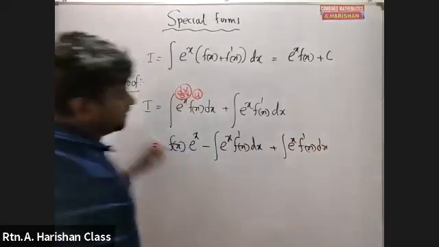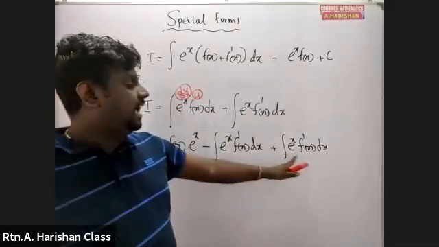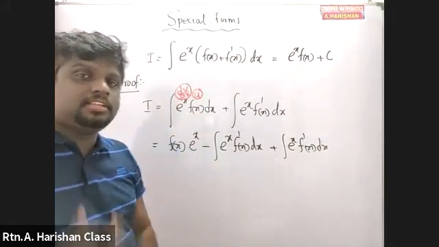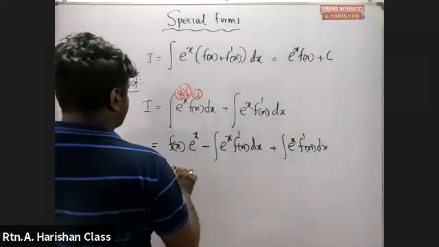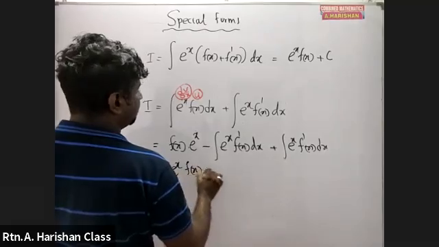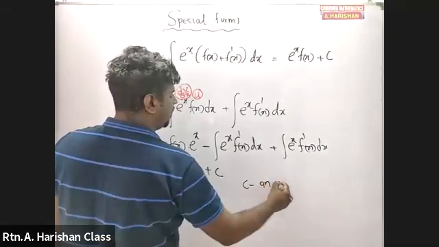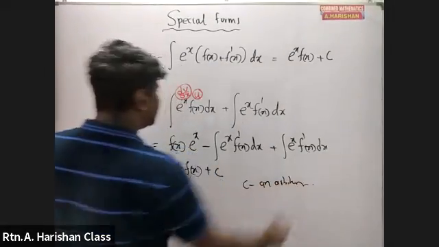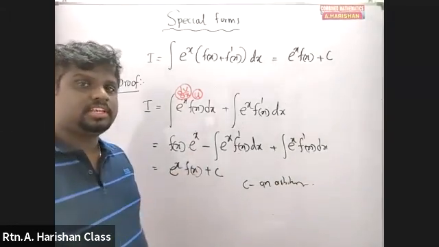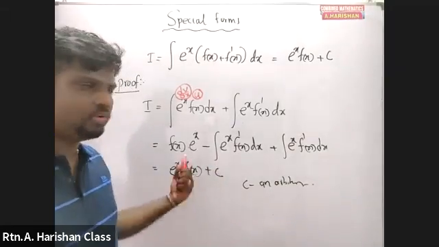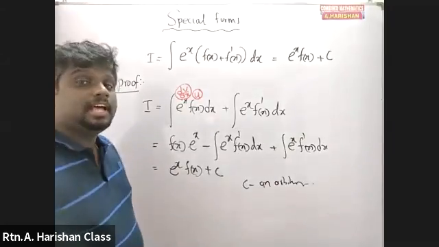So what happens? This minus e to the power x f prime x and plus e to the power x f prime x, they both are cancelled, and the answer will be e to the power x f of x plus c. C is an arbitrary constant. So it's easy to prove. Only 3 steps, and it takes only 40 seconds to do that. So please copy this.